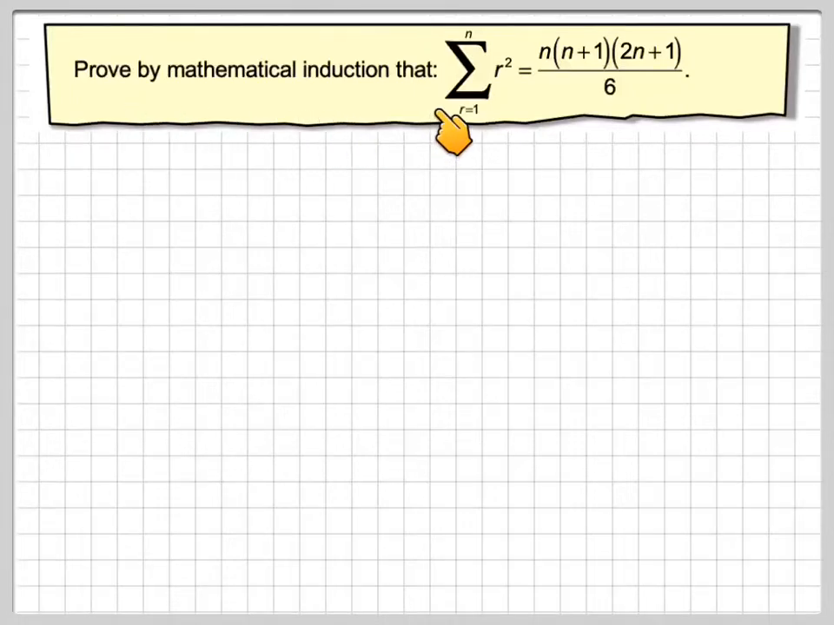Prove by mathematical induction that the sum from r equals 1 to n of r squared is equal to n plus 1, 2n plus 1 over 6. In a previous video, we already used a direct approach to this, and so now we're going to use what's known as the principle of mathematical induction. Mathematical induction doesn't require you to know the result.